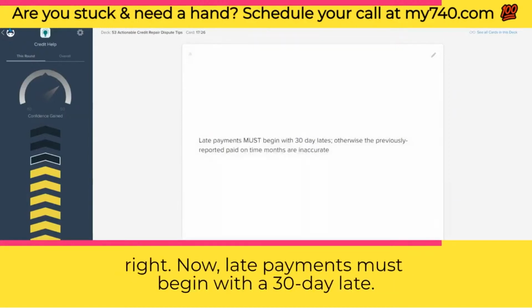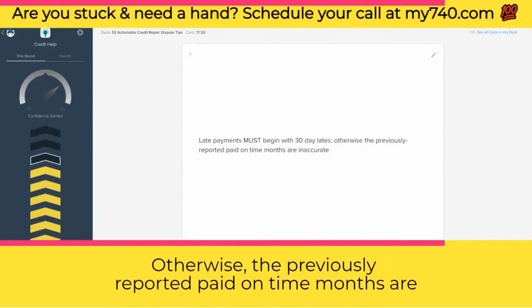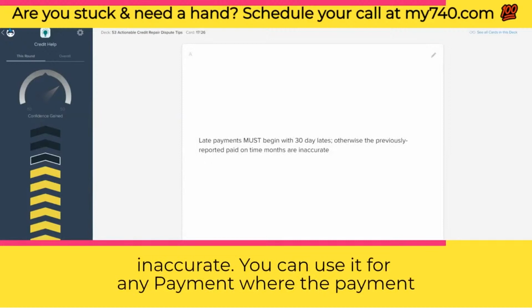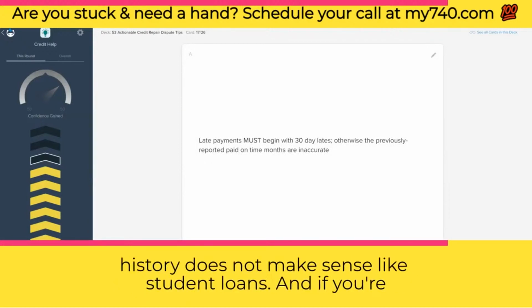All right. Now, late payments must begin with a 30-day late. Otherwise, the previously reported paid on time months are inaccurate. You can use this for any late payment where the payment history does not make sense, like student loans.